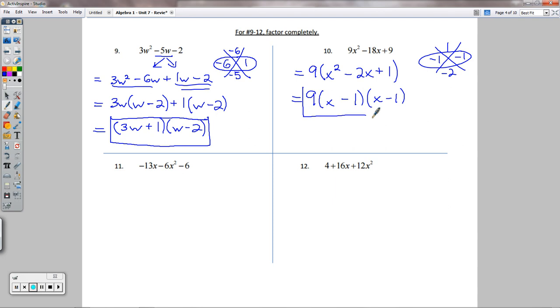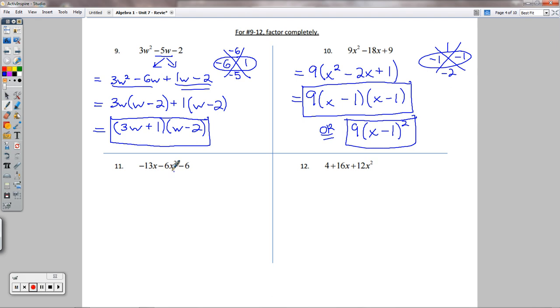You could stop right there, or another valid way to write that, since there's two x minus 1s multiplied together, you could say 9 times x minus 1 squared. So I would take either one of those as acceptable answers.